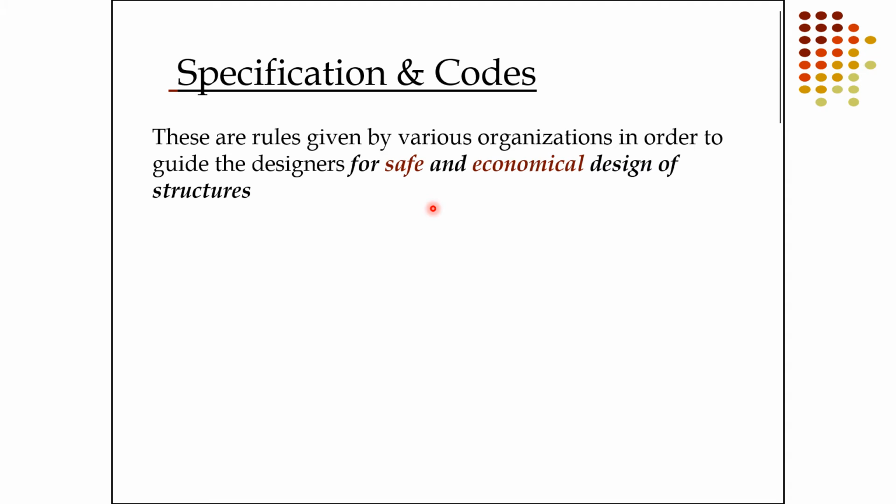Why are these specifications needed? These are rules given by various organizations in order to guide the designers for safe and economical design of structures. These are basically guidelines for the designers to make the design economical and to perform well in the loading zones, in the seismic areas, in the wind areas. So for buildings to perform well in all these areas, we need to follow the design codes and specifications given by different organizations.